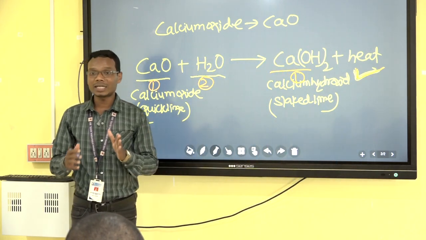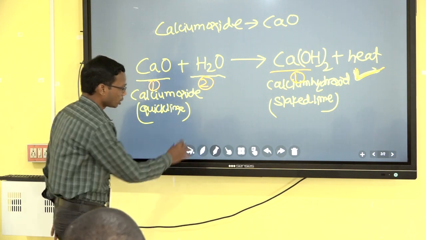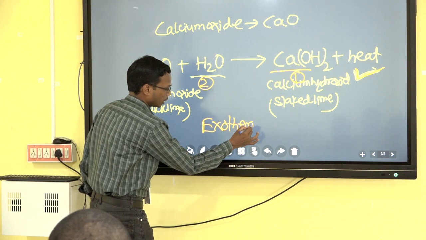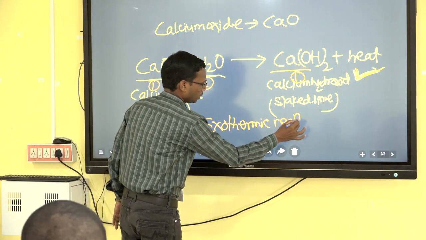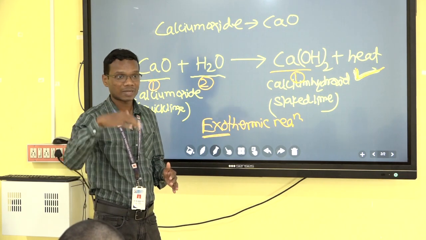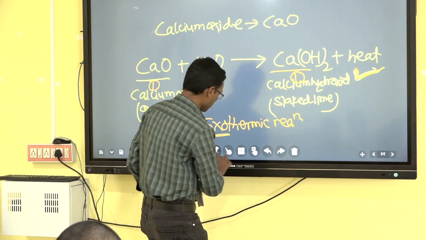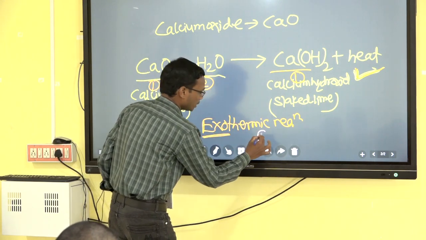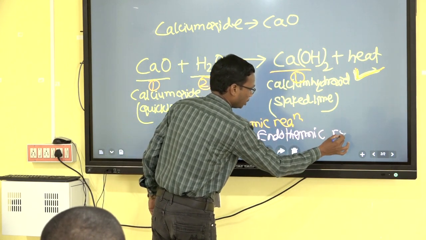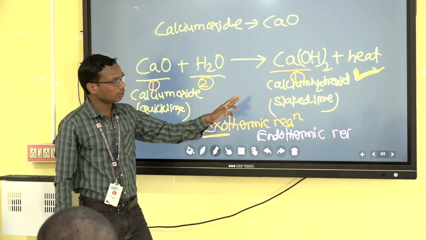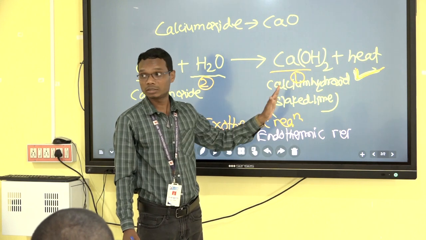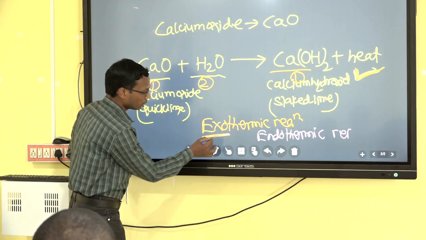In which reaction is there formation of heat? This type of reaction is called an exothermic reaction. Write it down. Exothermic reaction. Exo means outside, out, बाहर जाना. And endo means inside. Endothermic reaction. In this reaction, there is formation of heat, meaning heat is evolved on the product side, so it is called an exothermic reaction.